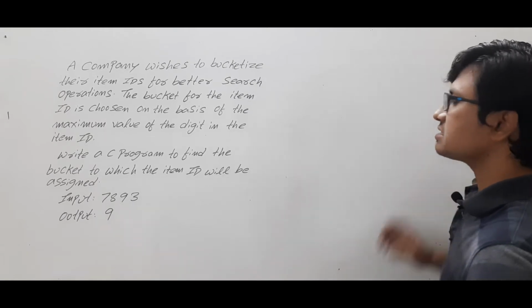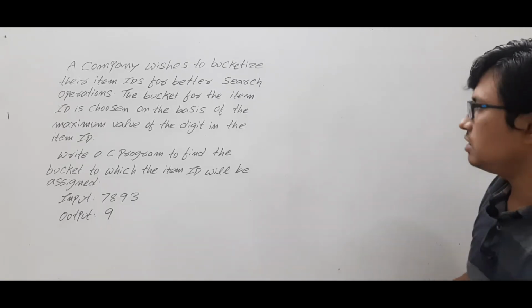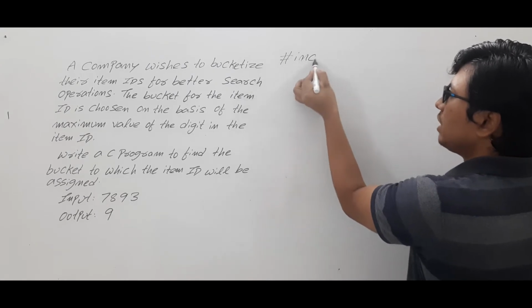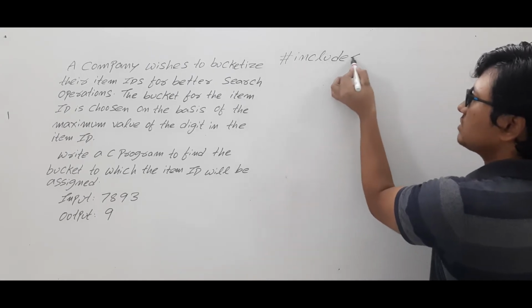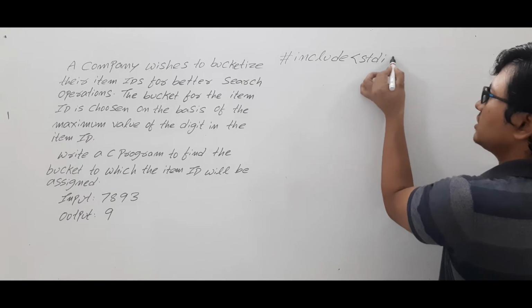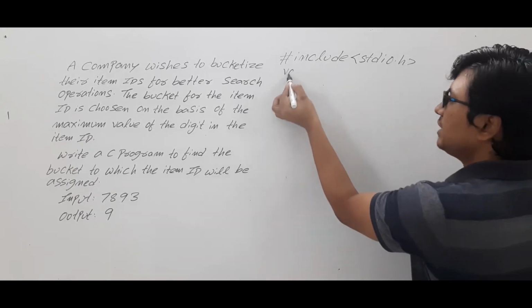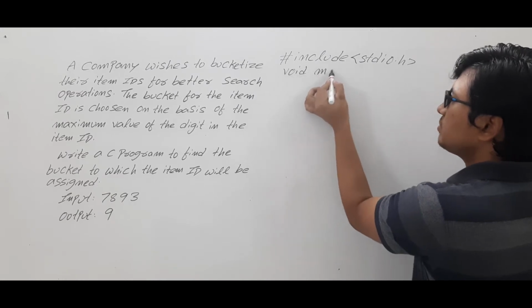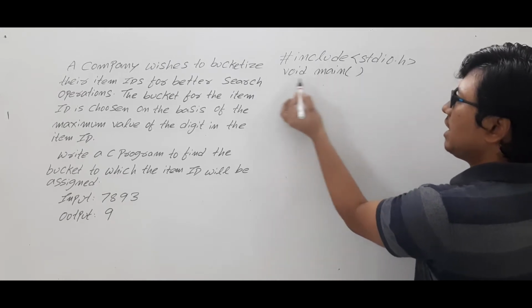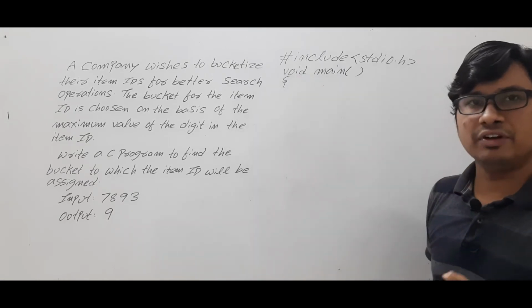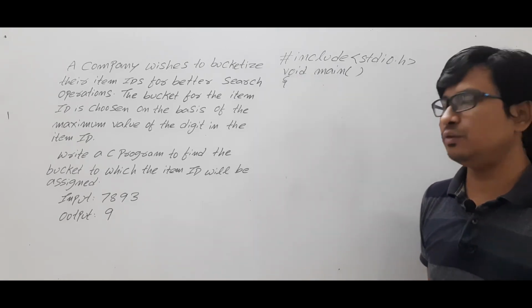Now let me write a C program to do this task. So if I want to write a C program, first I need to include the header file, which is stdio.h, which is a standard input output header file. And I have to write void main, which is a predefined function, and every function will have a return type. This function void, if I am specifying, it does not return any value.